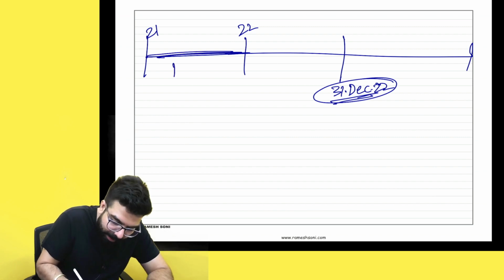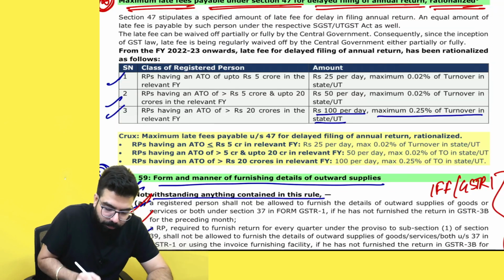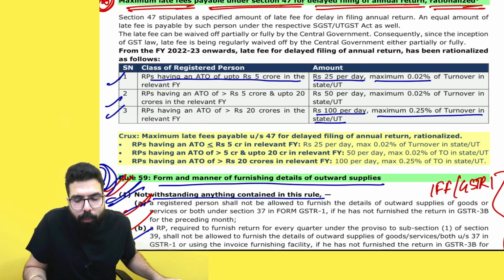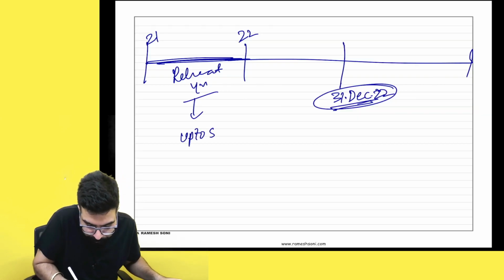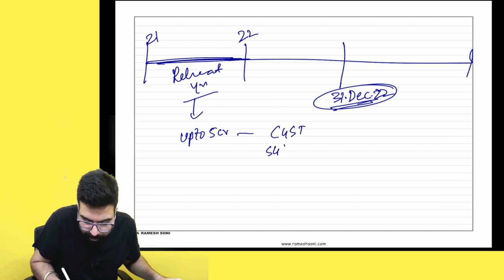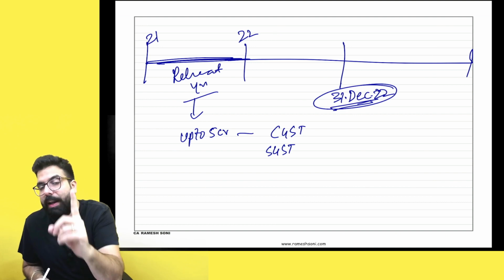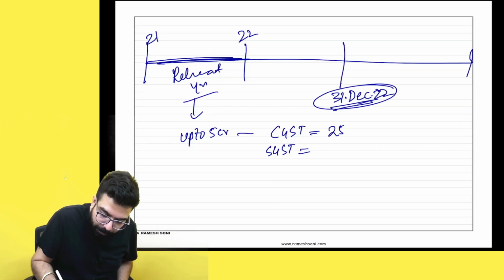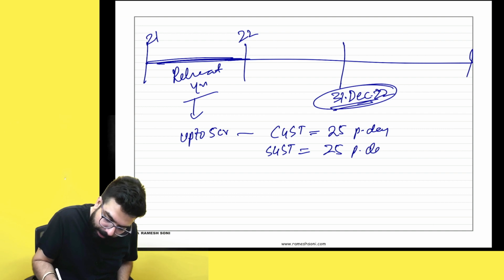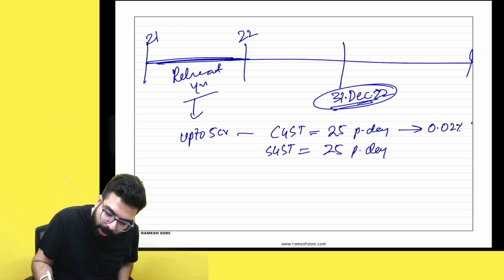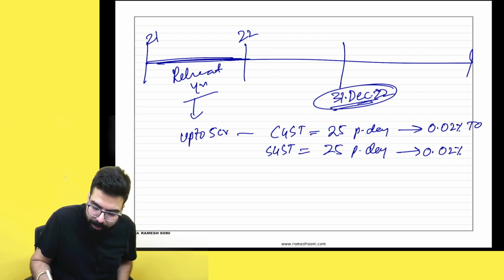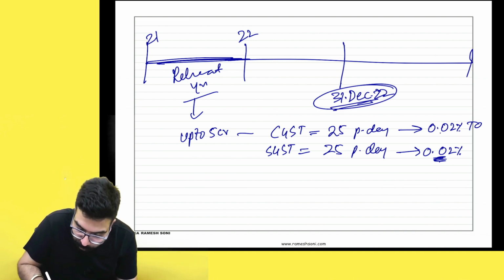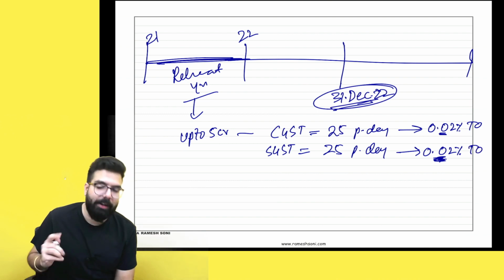They are telling, if in the relevant year your aggregate turnover is up to 5 crore, rupees 25 per day, maximum is 0.02%. So, sir, if my turnover is up to 5 crore, then under CGST and under SGST, for every day of delay in filing your annual return, you have to pay 25 rupees per day. So 25 rupees per day under the CGST Act, 25 rupees per day under the SGST Act, and this can be maximum 0.02% of the turnover. In the chart book, for your CA Final chart book, I had mentioned 0.2%. You have to make it 0.02%. Okay, everyone? 0.02% of the turnover in state or union territory.